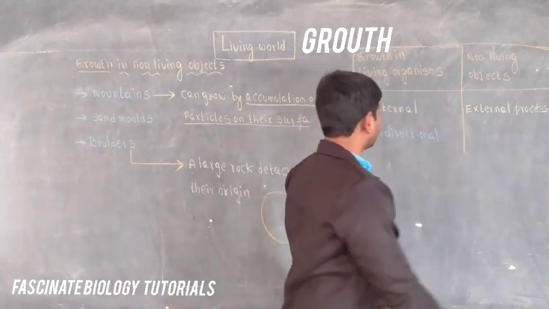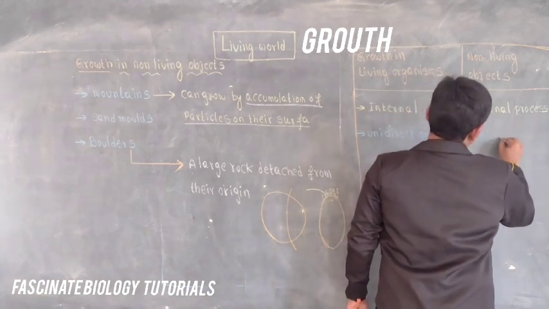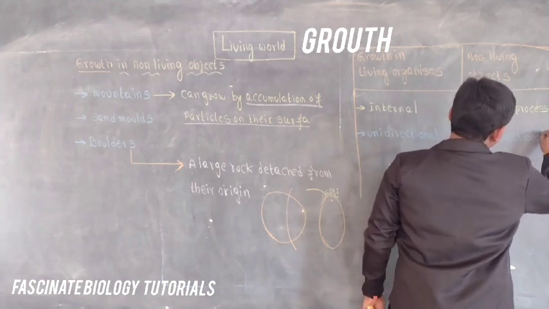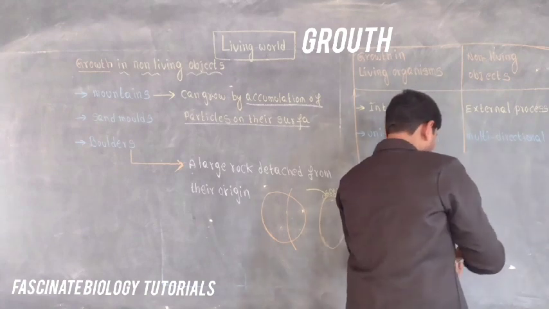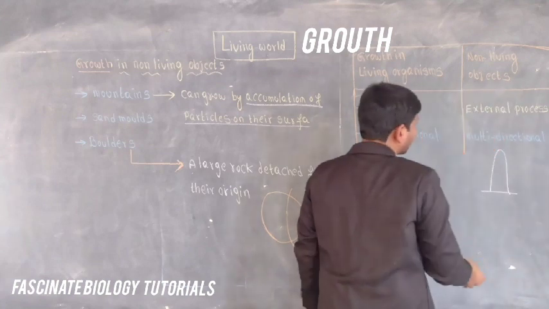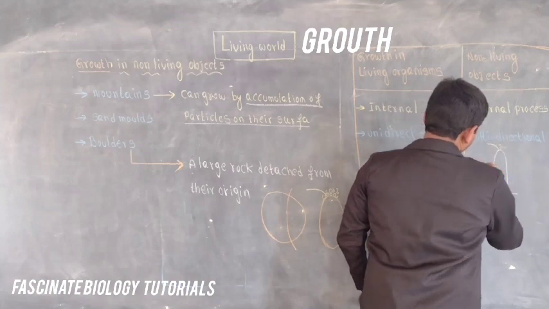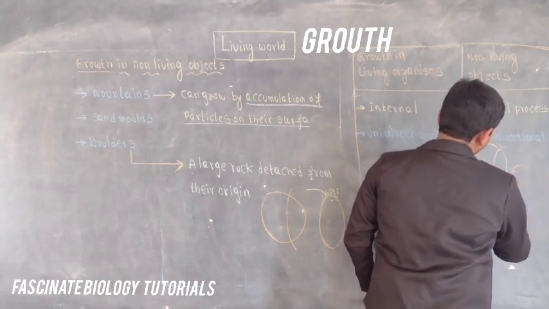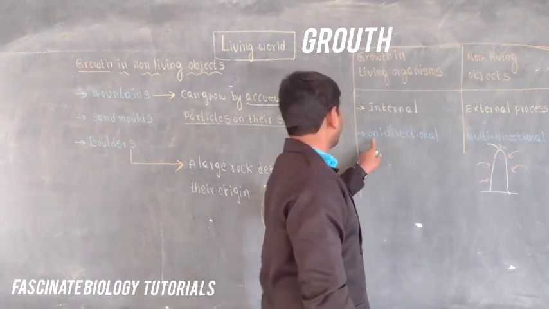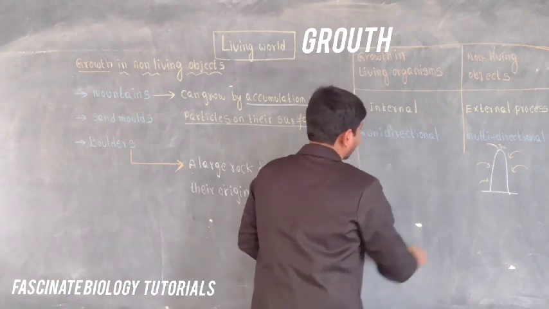But in non-living objects, growth is a multidirectional movement. What is multidirectional movement? I told you just now, one mountain is there, and the accumulation of snow particles happens in this direction, this direction, this direction, and this direction. This is the multidirectional process. Here only a unidirectional process is there.